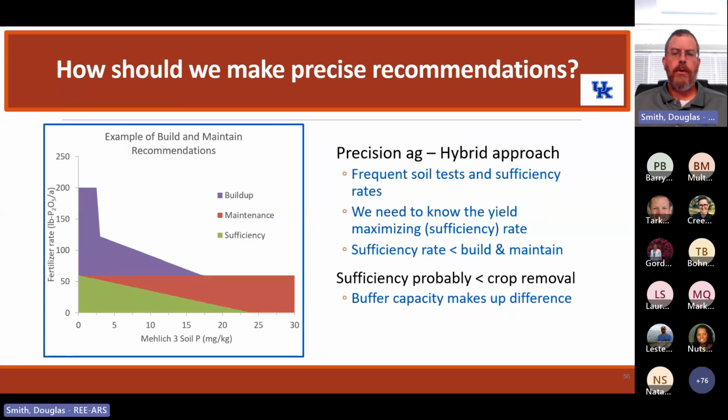We think that using precision ag, we can come up with a hybrid approach once we learn more about how some of these zones interact and what some of the real players are in determining whether or not you're going to get a fertilizer response. That will determine a lot in how we should guide phosphorus management for sustainability.